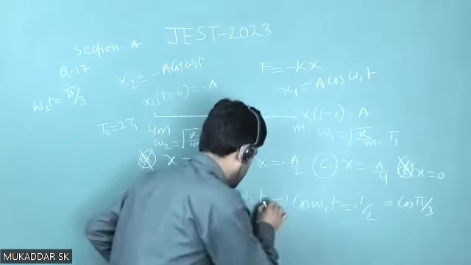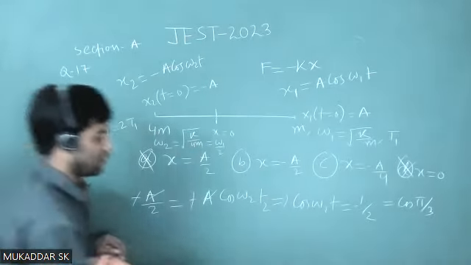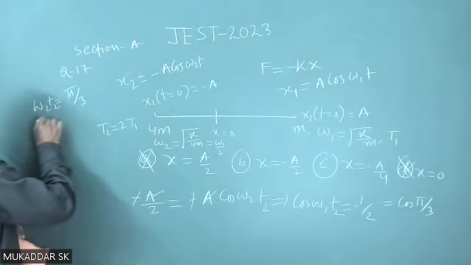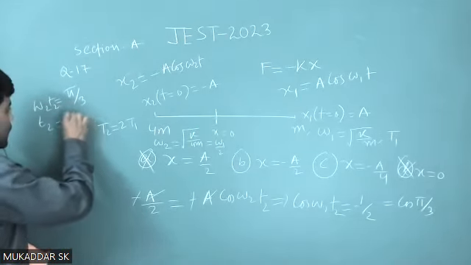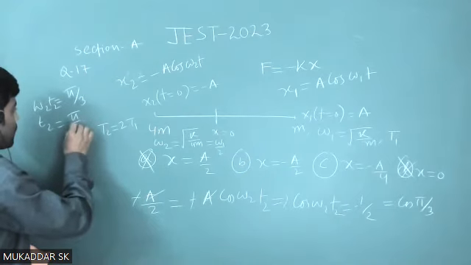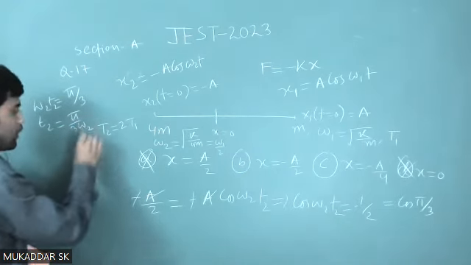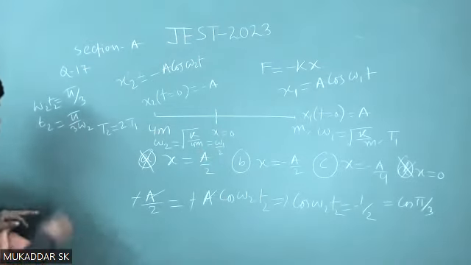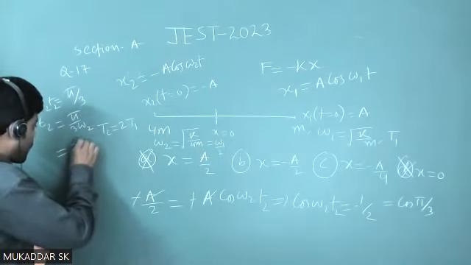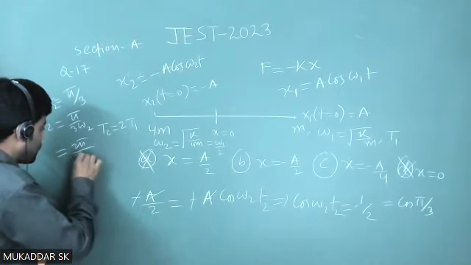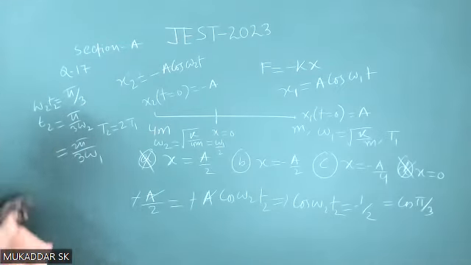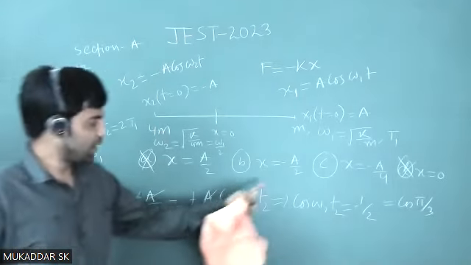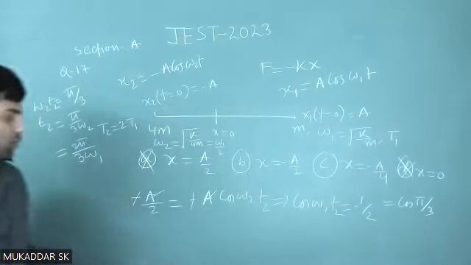Let me take a different notation, this will be t2. It means t2 will be pi by 3 omega 2. And we know that omega 2 is nothing but omega 1 by 2. If you substitute it, you will get t2 equals 2 pi divided by 3 omega 1. So this is the time required for the 4m mass to reach x equals minus a by 2.